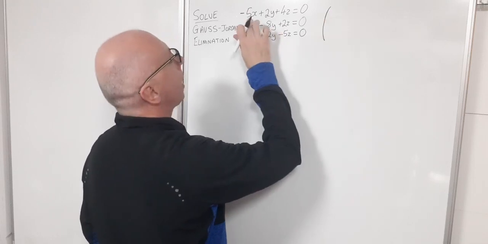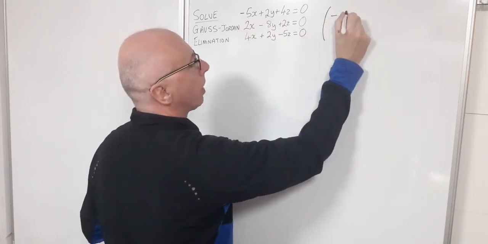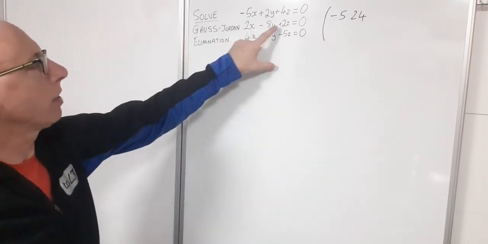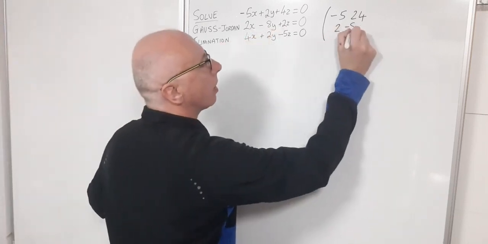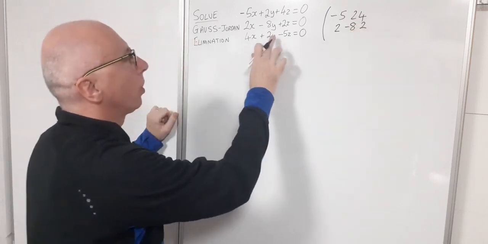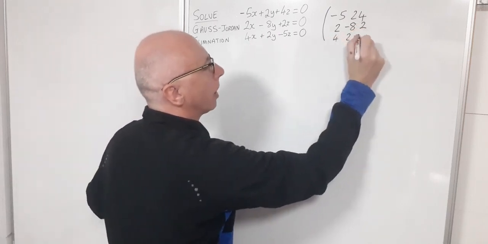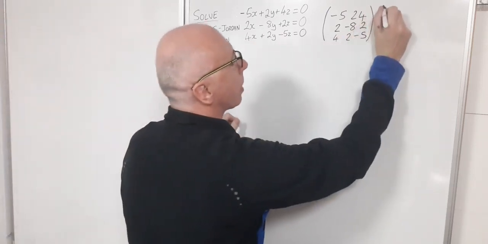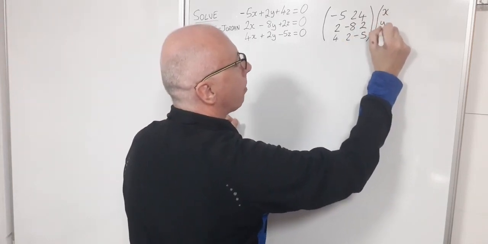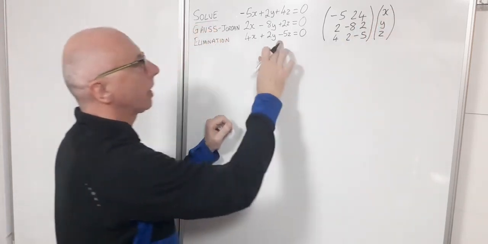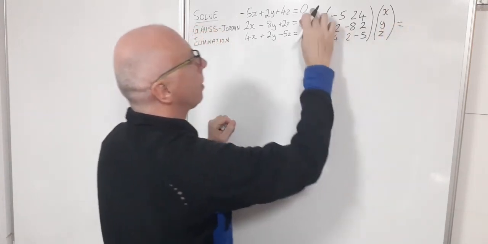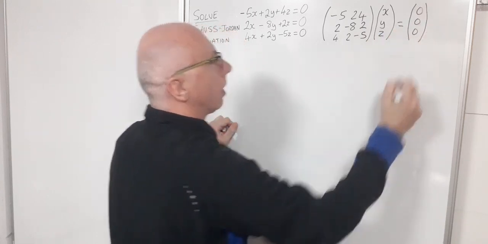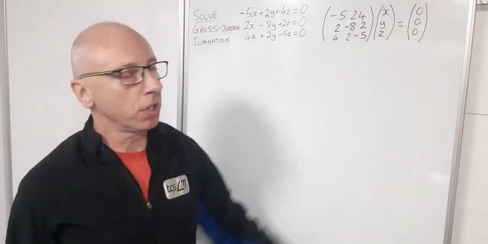So -5, 2 and 4 is my first line of coefficients. Then I've got 2, -8, 2. And then I've got 4, 2, -5. And then just to keep it in this format, I multiply this 3 by 3 matrix by a 3 by 1 matrix, x, y, z. So that keeps those. And then I set it to the results, which is all zeros. Okay, so that's our setup.